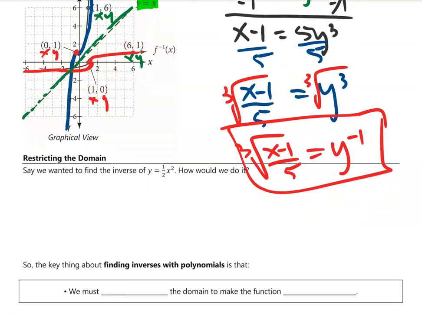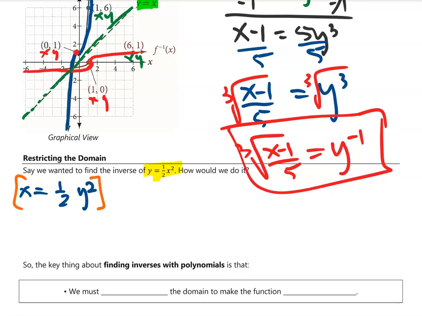Okay, next is restricting domain. Say we wanted to find the inverse of y equals 1/2 x squared. How would we do it? So the first thing is we solve for the inverse. So remember, switch x and y. So I'm going to write it here so we have a space. So y becomes x equals 1/2 y squared. And then isolate y, solve for y.